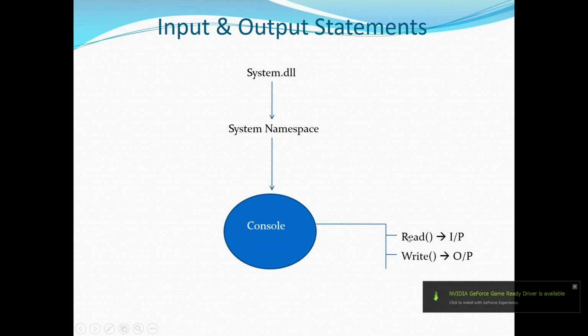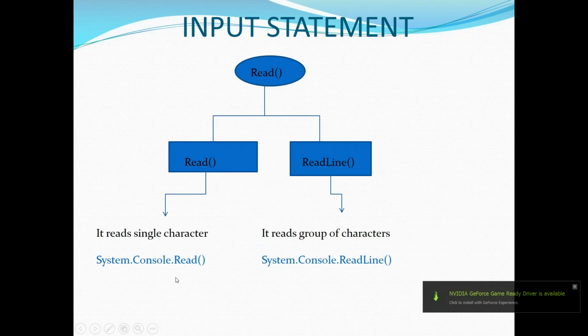So in order to access read, what has to be done? This complete reference has to be provided. How to provide this? System.Console.Read. The first part indicates the namespace name. The second part indicates the class name. And the third part indicates your actual method or functionality. And how to use read line? System.Console.ReadLine.